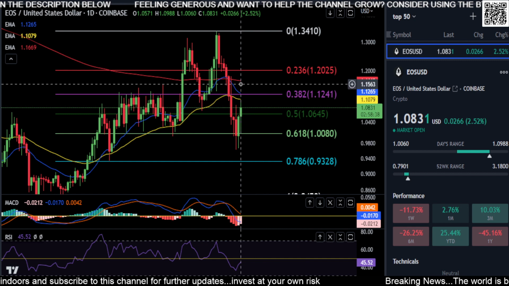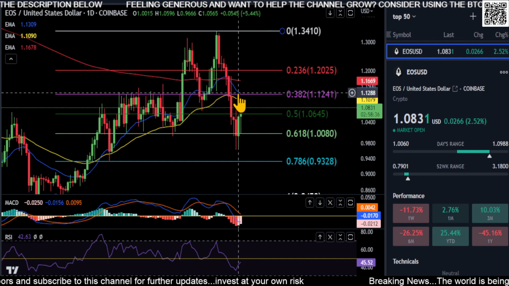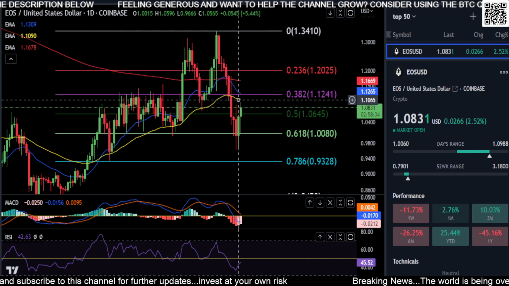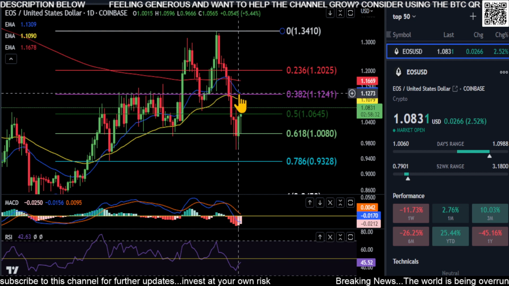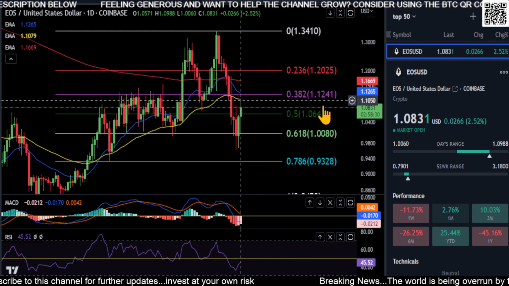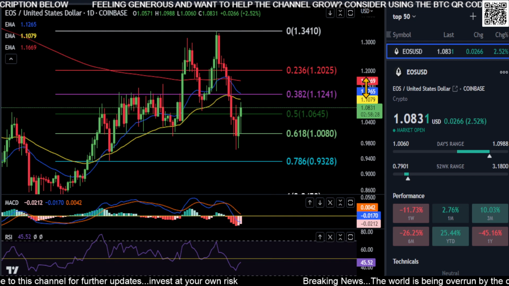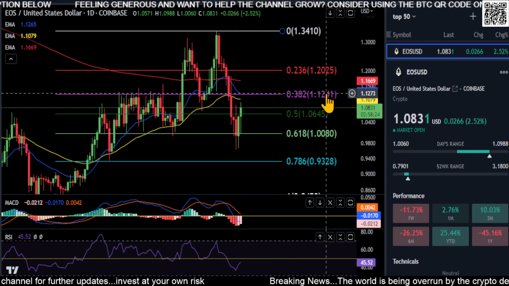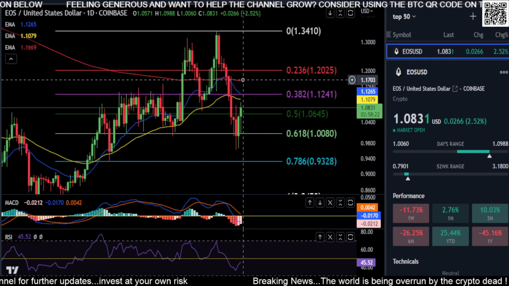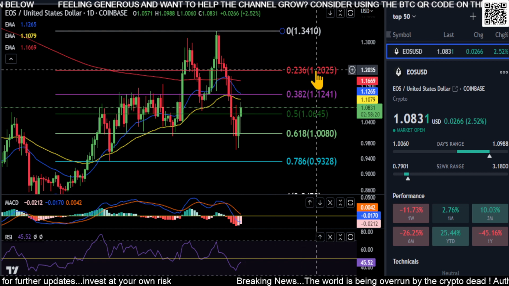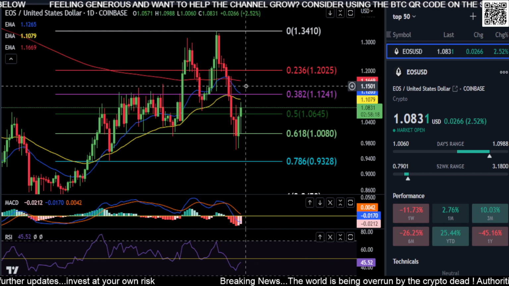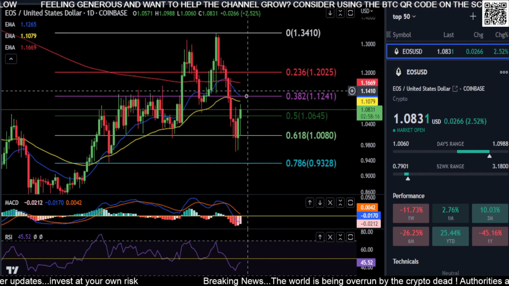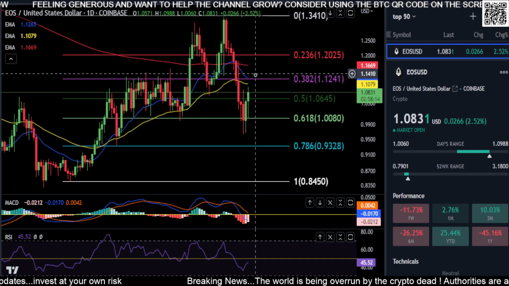But notice on the chart here, we do have all of our EMAs above the price, so that's not a good sign there. There's a lot of resistance to get over. You have the 50 at 1.10, the 21 at 1.12 right here at this 382. That's at 1.12 also, and then our 200 at 1.16, and then ultimately our 236 at 1.20.